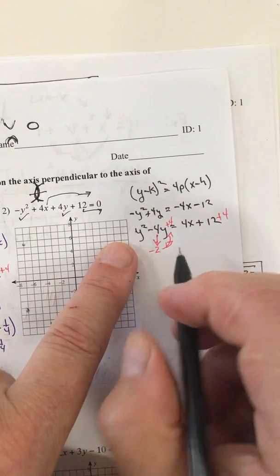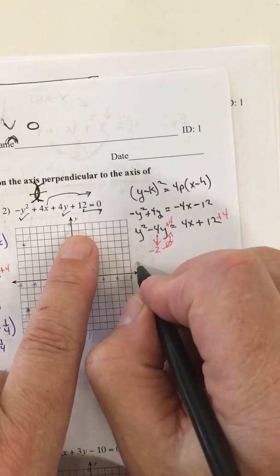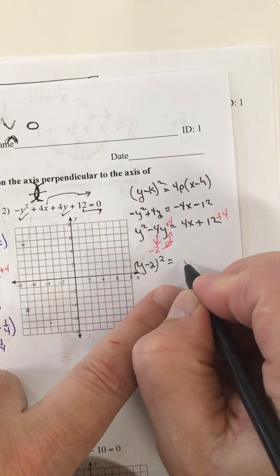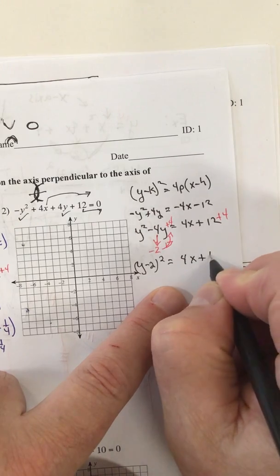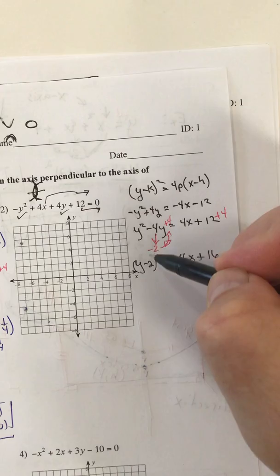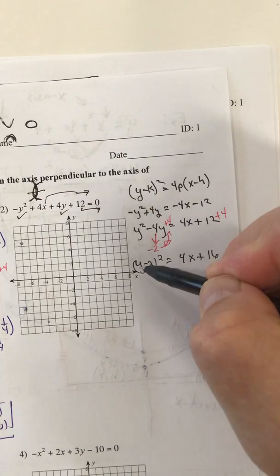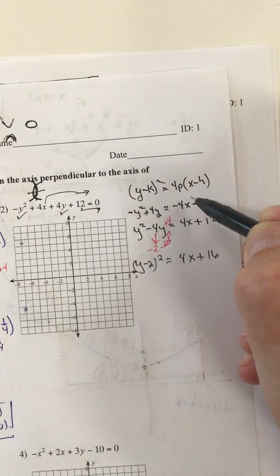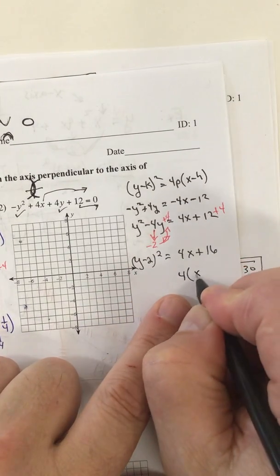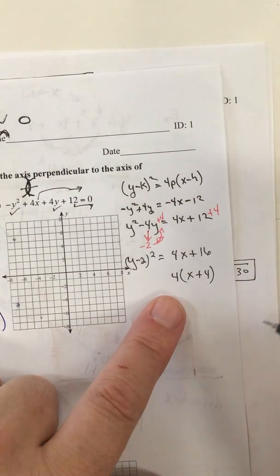Okay, so here's our completed square: (y minus 2) all squared. And over here we have 4x plus 16. Okay, I got this part right. All you have to do is complete the square for that part and you have it in that form. Over here we have to clean up the x. So I'm going to factor out the 4.